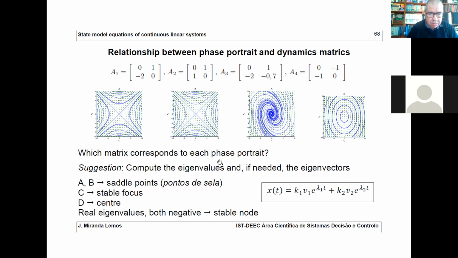This is quite an important problem to understand. My suggestion is to compute the eigenvalues, and in some cases you will need the eigenvectors, but start by computing the eigenvalues for all these four matrices. Then remember that these are second order systems, so x(t) is a linear combination of two modes. In this case, you will have two independent eigenvectors, so you can write the solution as k1 v1 exponential lambda 1 t plus the same for the second mode.